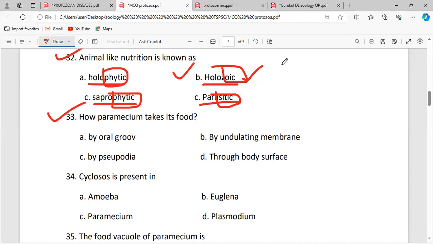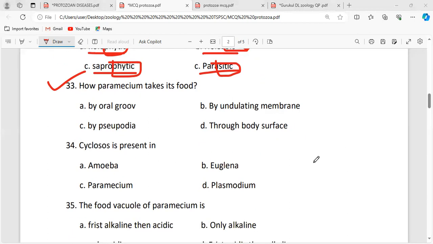How paramecium takes its food? By pseudopodia, by oral groove, by undulating membrane, through body surface.